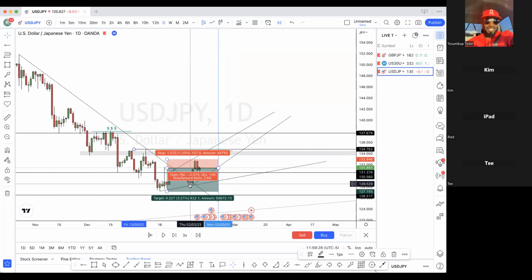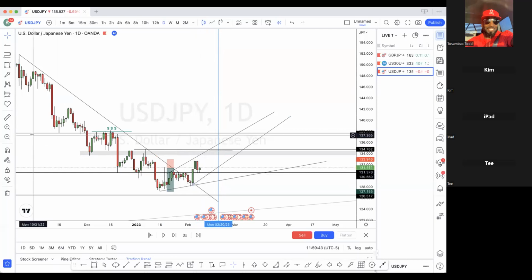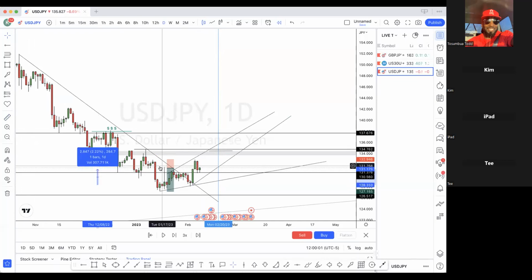So once price pulled back, we're expecting it to go down. It didn't go down. It pulled back, broke my trend line with momentum. This candle was 284 pips. It broke my trend line with momentum, broke past this high right here. This is just a high, not a swing high. So once it broke the high, you could have easily gotten in at the pullback.